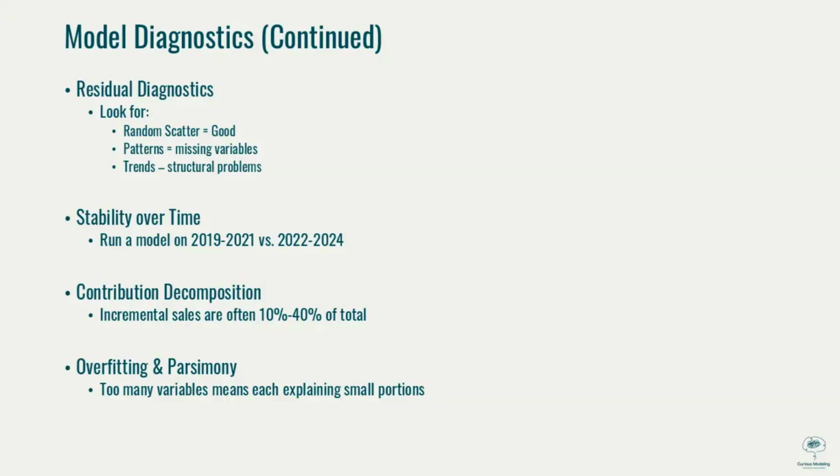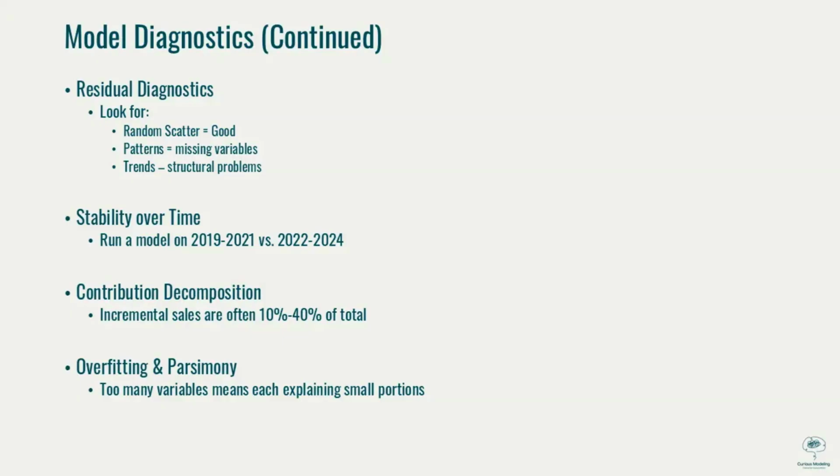And then finally, overfitting and parsimony. The warning sign is that if you have too many variables in your model, you're probably just explaining tiny pieces of it and reducing your ability to reuse that model in the future. We want to keep it as simple as possible while still maximizing accuracy. As an analogy, a GPS with too many waypoints can really get you lost. It's as simple as saying the shortest path is often the best.